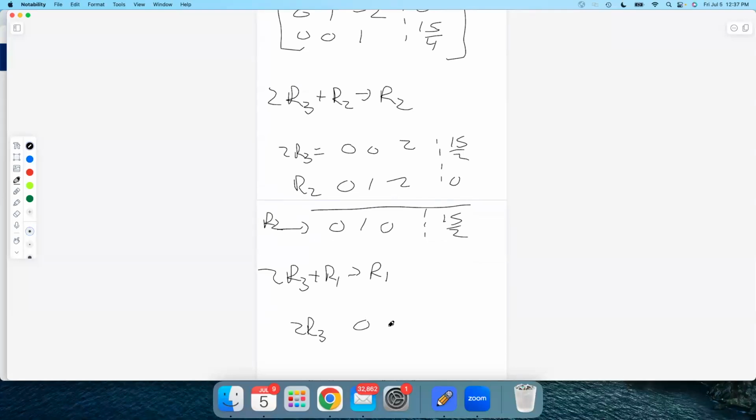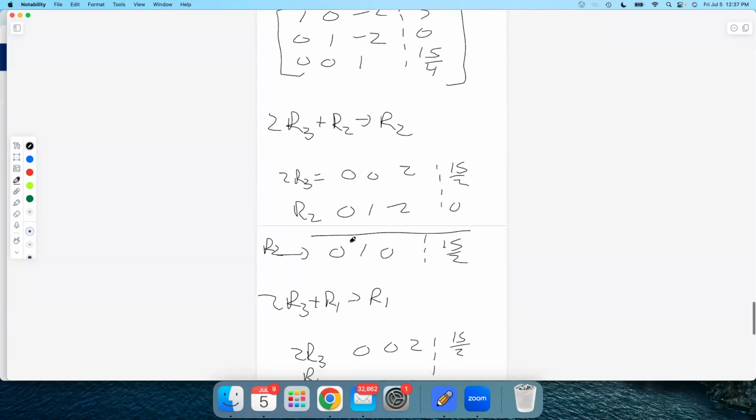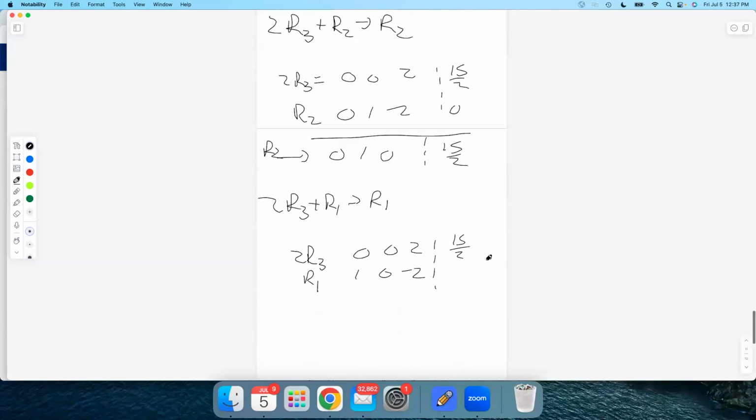Twice row 3. Old row 1. Add straight down. I get 1, 0, 0. 15 over 2 plus 3. So let's see, that would be 6 over 2. I think we get 21 over 2. So this is my new row 1.